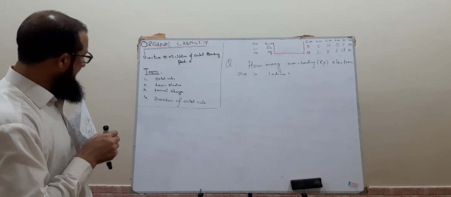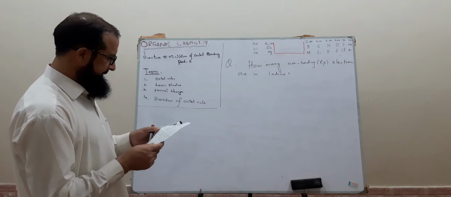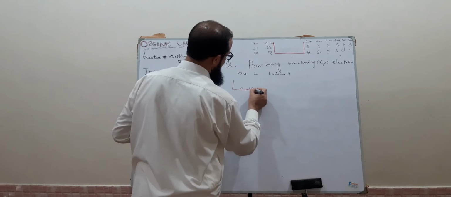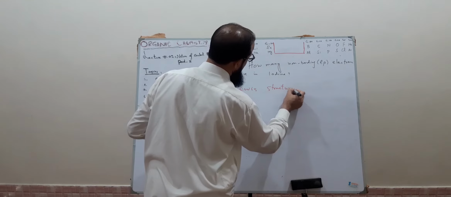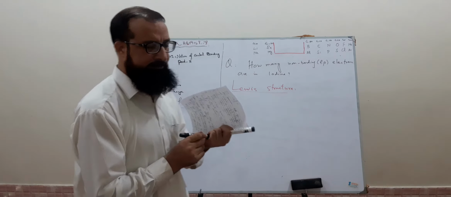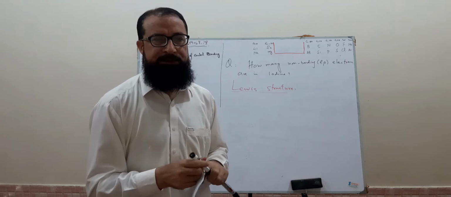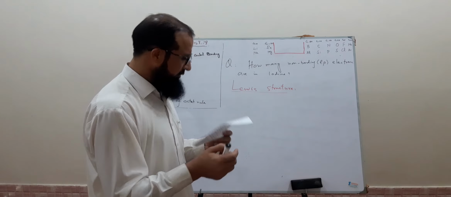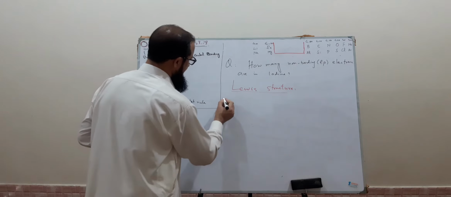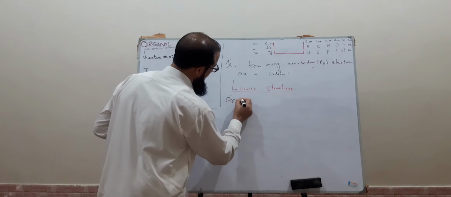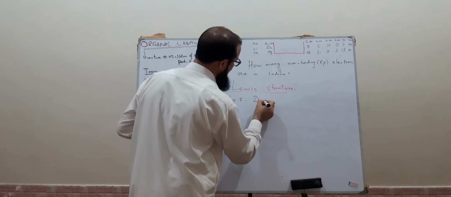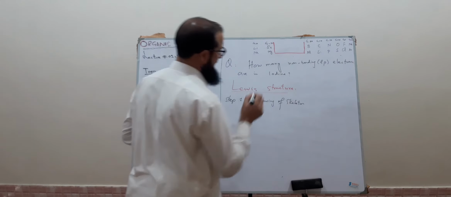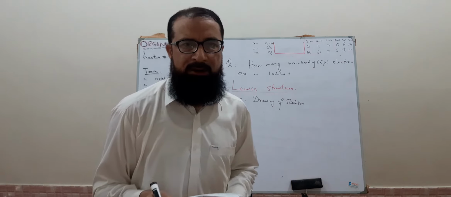Now we will discuss the Lewis structure. How can we draw a Lewis structure for a molecule? There are certain important steps which you should know about the Lewis structure. So the first step is drawing of the skeleton. So how can we draw a skeleton for a molecule?